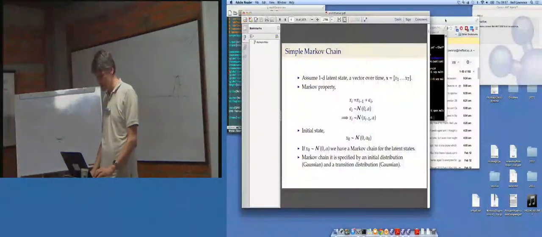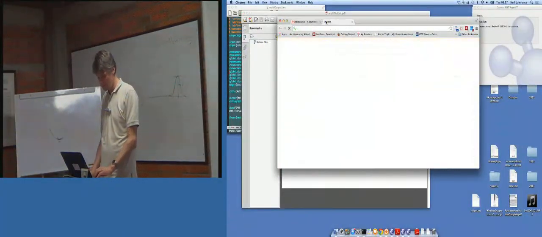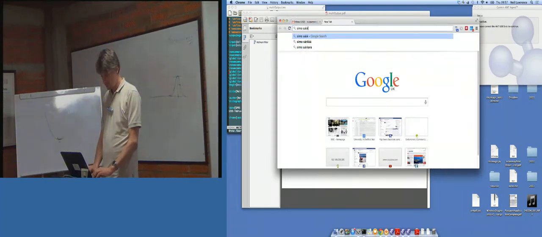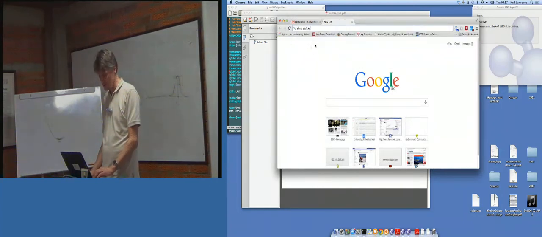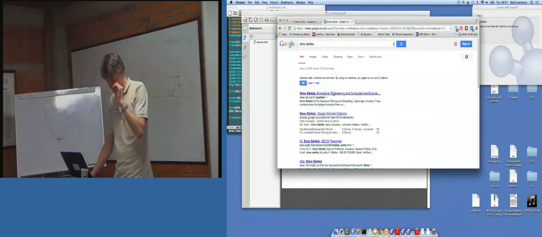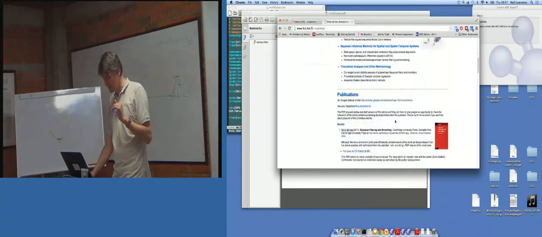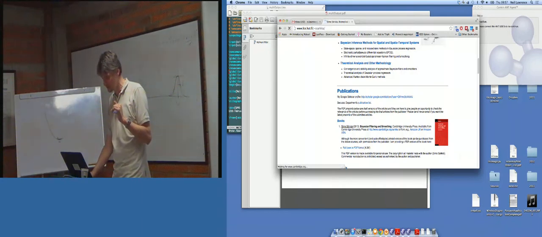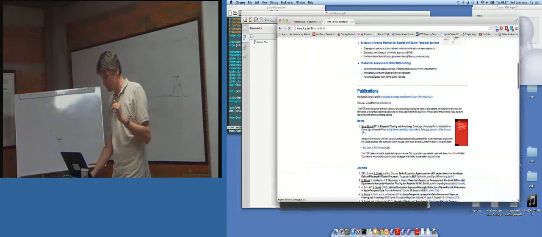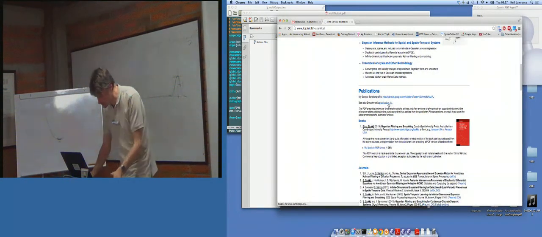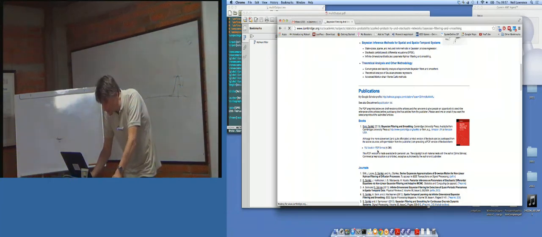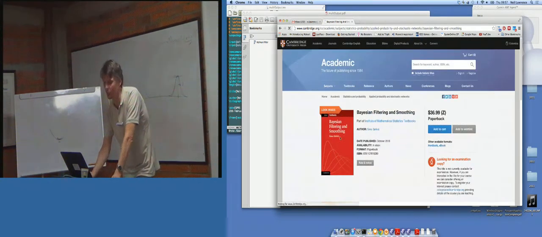If you are interested in this area, the book to read is Simo Sarkka's, and it's available from his website. He understands Gaussian processes, he understands Kalman filters, and he does a great job of summarizing this literature. I would almost go so far as to claim it's the only readable reference for me in this domain: Bayesian filtering and smoothing.